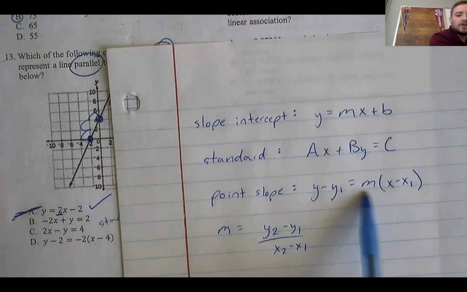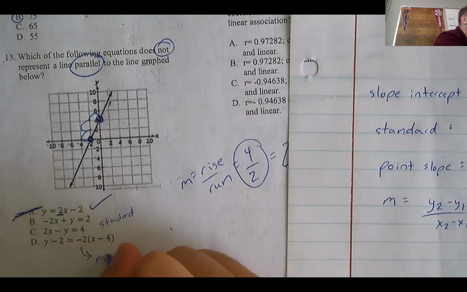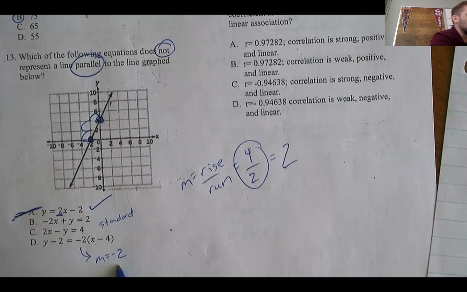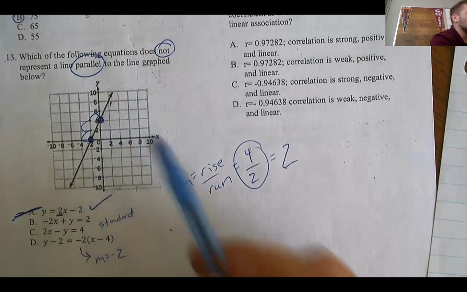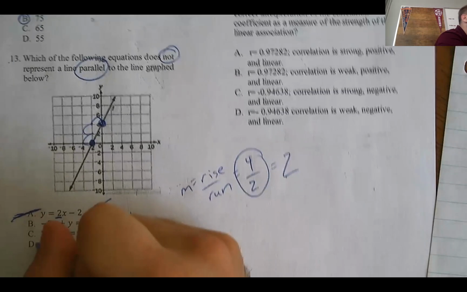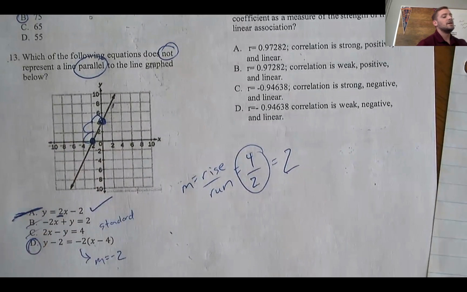And if you notice point slope form, m is the number in front of the parentheses. So this one has a slope of -2. Wait a second. If this line has a slope of -2, that is not the same as this line. So those are not the same slope, which means they are not parallel. So actually D is the one that is not parallel. We didn't even need to move around B and C from standard form.